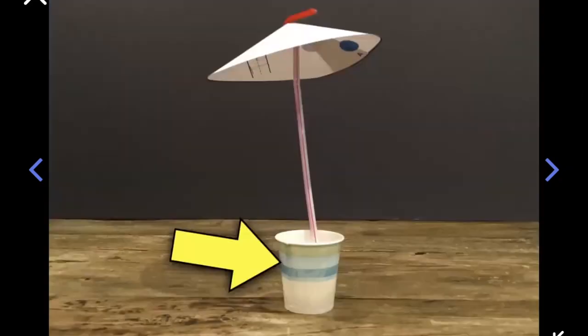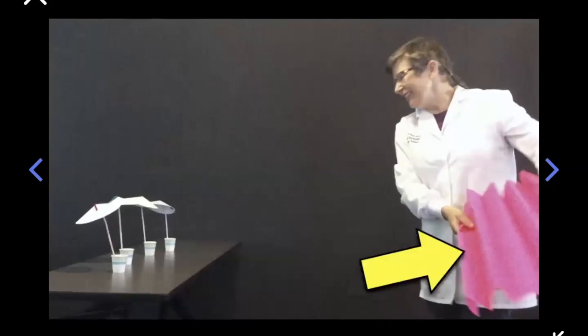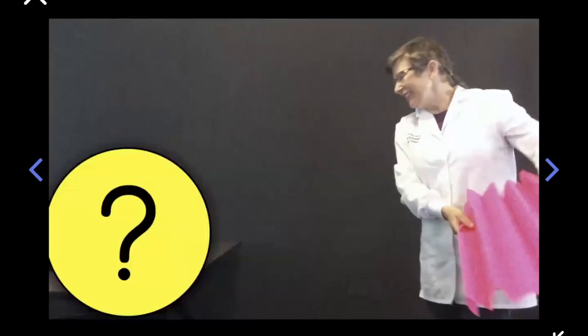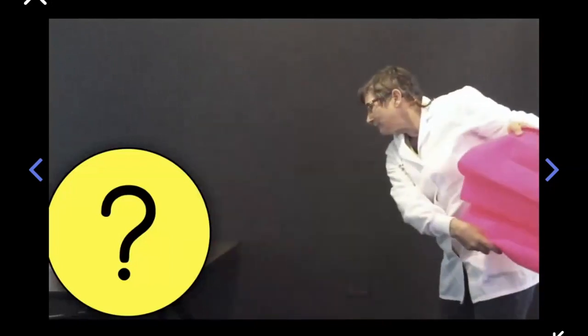All the umbrellas you make will be tested like this. Here are some umbrellas, and here's a fan to make wind. What do you think will happen when the wind hits these umbrellas? After you see what the wind does to your umbrella, you'll have a chance to change your umbrella or build a new one. All right, boys and girls.